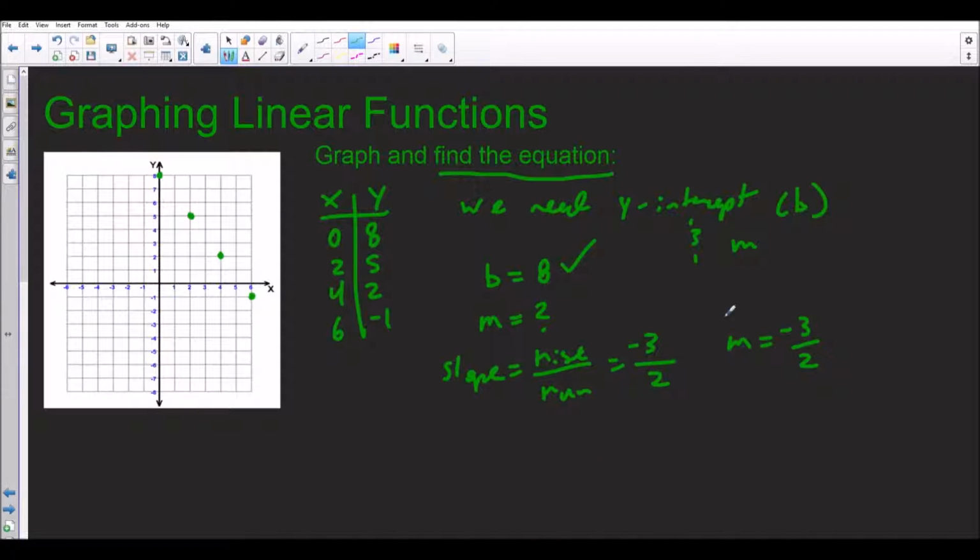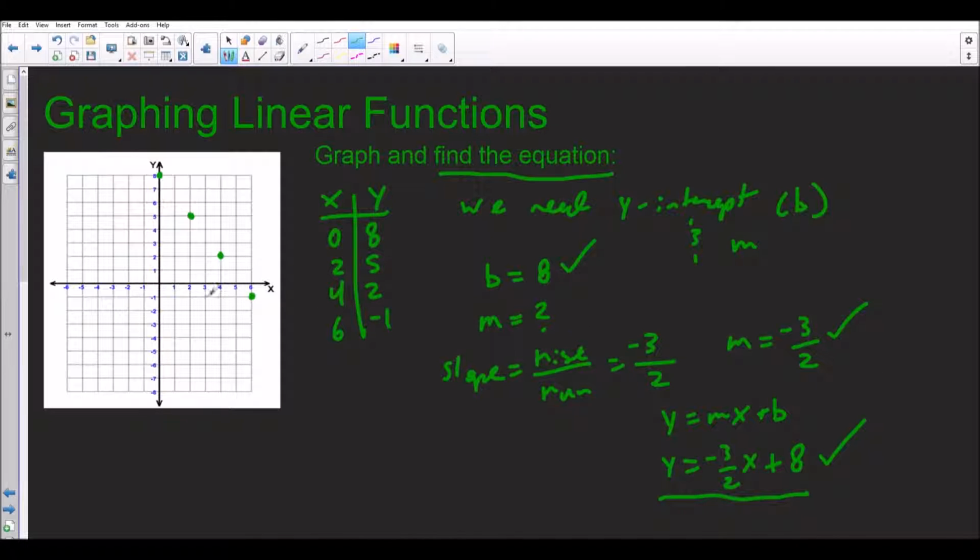So to write the equation, all we need are those two things, b and m. So we say y is equal to mx plus b. Y is equal to, and we sub in the m, so we have -3 over 2 x plus, and our b is equal to 8. And there's our answer.